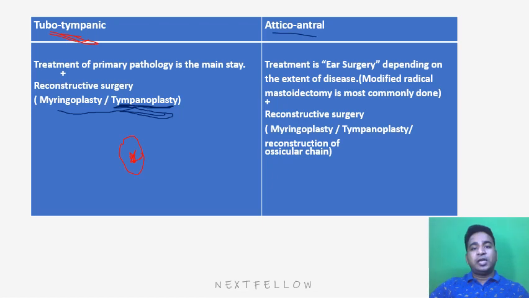Whereas in the atticoantral variety, what we prefer is firstly the eradication of the disease, to remove all the cholesteatoma by means of modified radical mastoidectomy or radical mastoidectomy. The most commonly used procedure is modified radical mastoidectomy. In short form, we can write it as MRM, plus reconstructive surgery like myringoplasty or tympanoplasty, or we can say reconstruction of the ossicular chain.